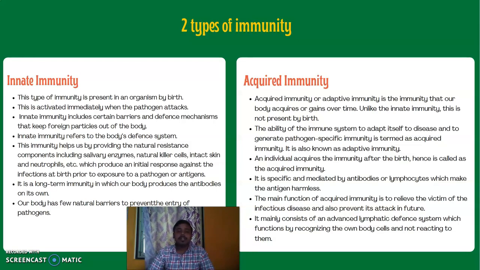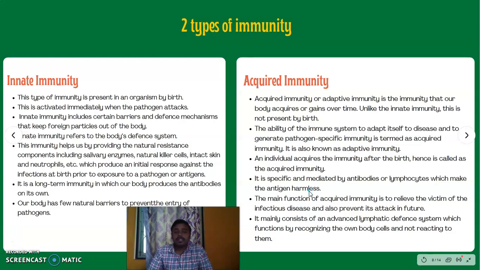The innate immunity refers to the body's defense system. This immunity helps us by providing natural resistance components including salivary enzymes, natural killer cells, intact skin and neutrophils, etc., which produce an initial response against infections at birth, prior to exposure to a pathogen or antigens. This innate immunity is a long-term immunity in which our body produces the antibodies on its own. Our body has a few natural barriers to prevent the entry of pathogens.